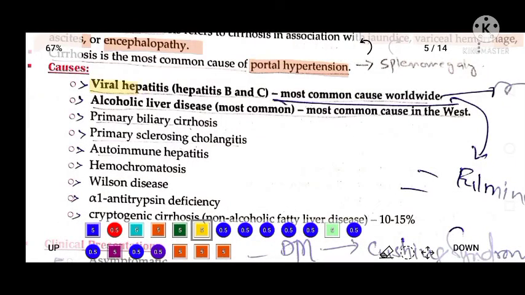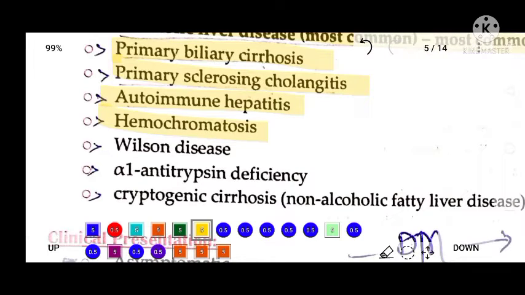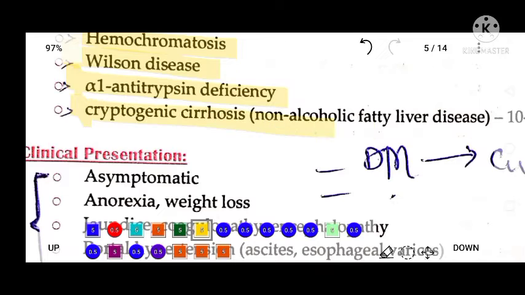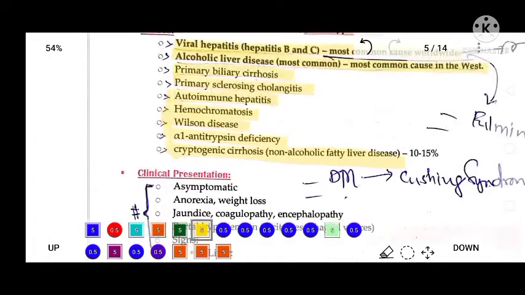Causes of cirrhosis are viral hepatitis B, C, alcoholic liver disease, primary biliary cirrhosis, primary sclerosing cholangitis, autoimmune hepatitis, hemochromatosis, Wilson disease, alpha 1 antitrypsin deficiency, and cryptogenic cirrhosis. These all are causes of cirrhosis.